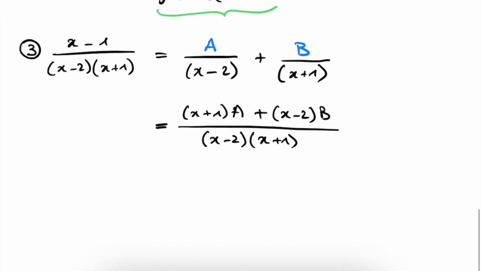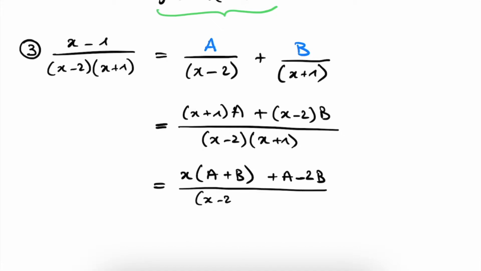The next step is to gather all of the terms with x in the numerator together. So we have a times x here, so we have an a, and we have b times x here, so we have plus b. Then we take all the terms together which do not have an x, which is a plus a here and a minus 2b here. So we have plus a minus 2b. And the denominator we just copy as x minus 2 times x plus 1.